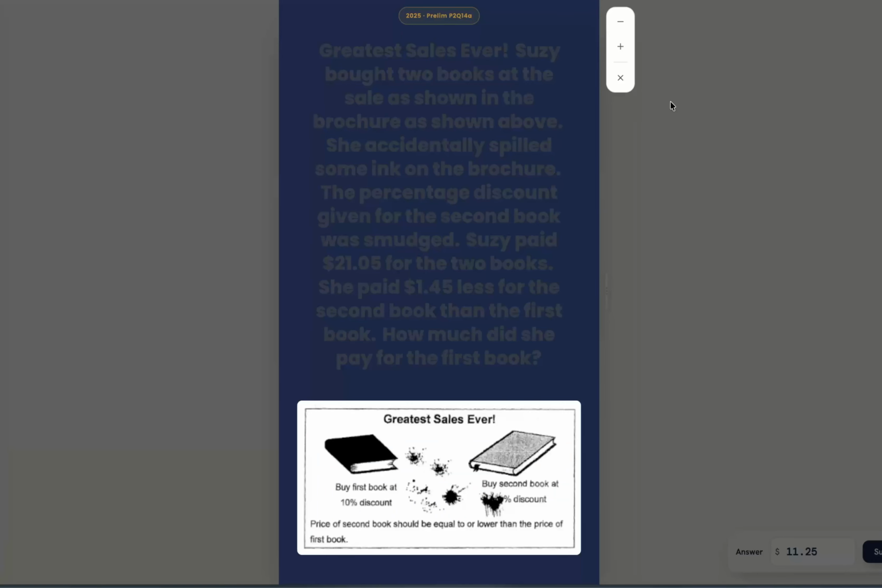Question 14, part A. Great sales ever. Susie bought 2 books at the sale as shown in the brochure below. She accidentally spilled some ink on the brochure. The percentage discount was marked for the second book. Susie paid $21.05 for the 2 books. She paid $1.45 less for the second book than the first book. How much did she pay for the first book?